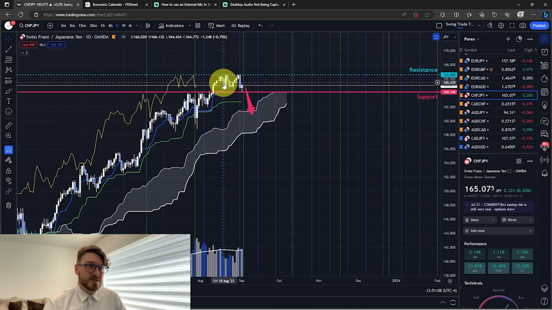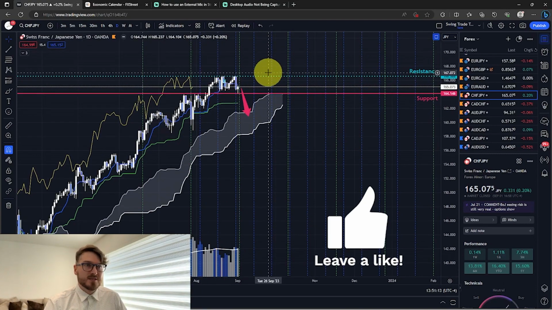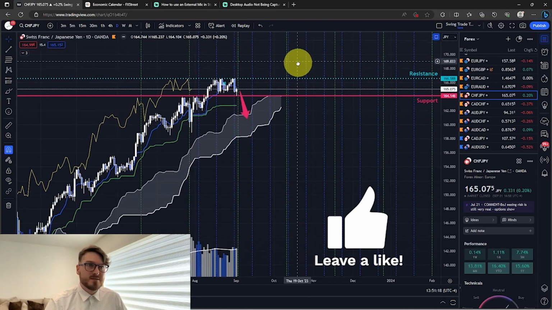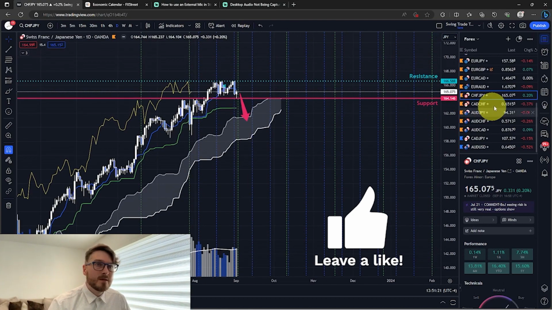So until then, I just think this market will be a little bit rangy, and I'm not expecting a breakout yet this week. But if that happens, I will keep my eye on this pair and look to see if we can take any trades. All right, next pair.